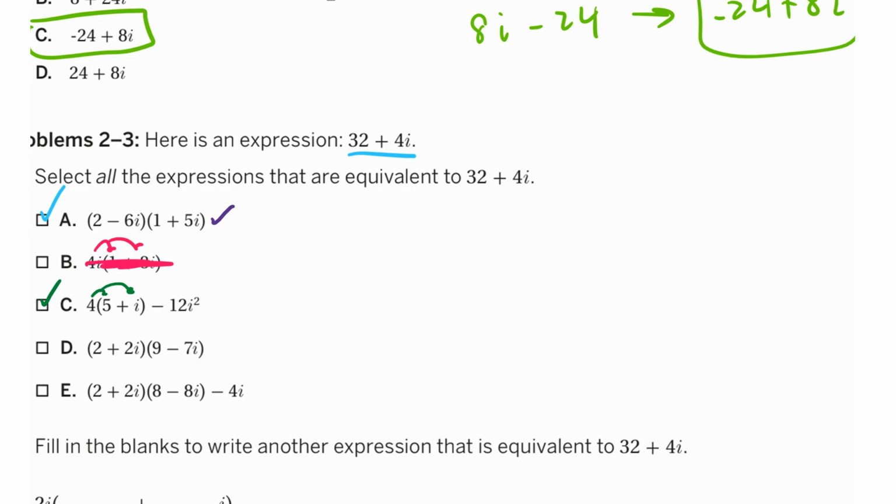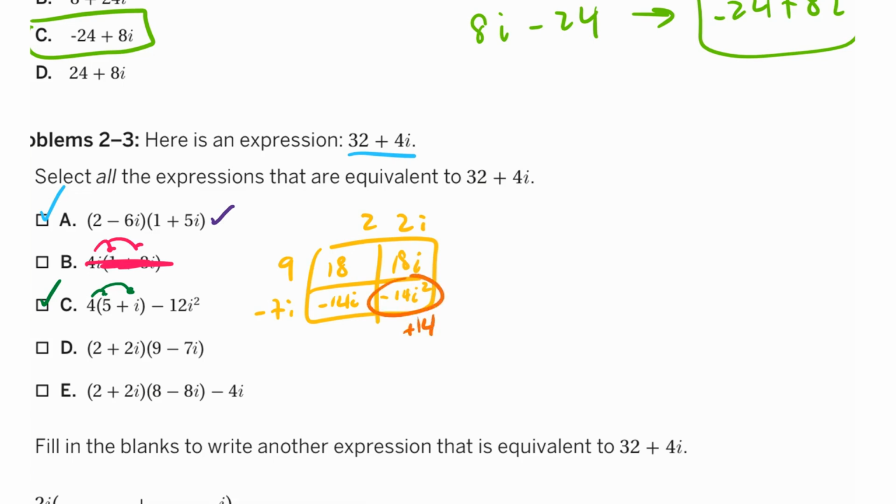For D, I'm going to head back to the box over here. We got 2 plus 2i, 9 minus 7i. 9 times 2 is 18. We got 18i. We got -14i. And then lastly, -14i squared, which this one here just becomes +14 because the negative and the i squared end up canceling out. And then when I add these corners here, 18 plus 14 is 32. 18i minus 14i is just +4i. And so yes, D is also equivalent.